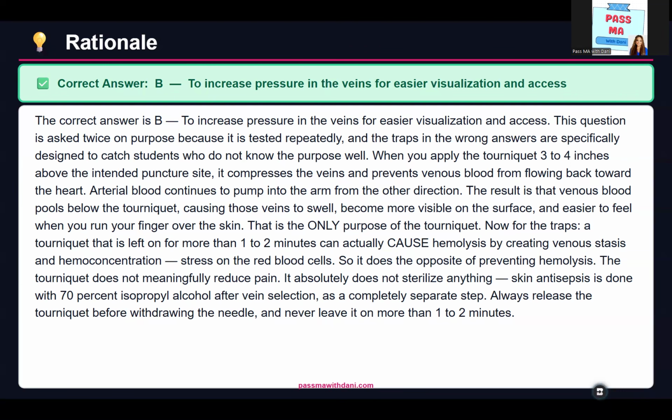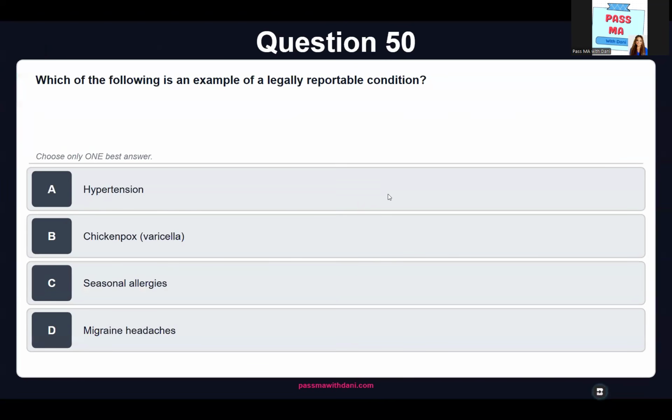smooth stick. All right, question number 50, last but not least. Which of the following is an example of a legally reportable condition? A, hypertension. B, chickenpox. C, seasonal allergies. Or D, migraine headaches.